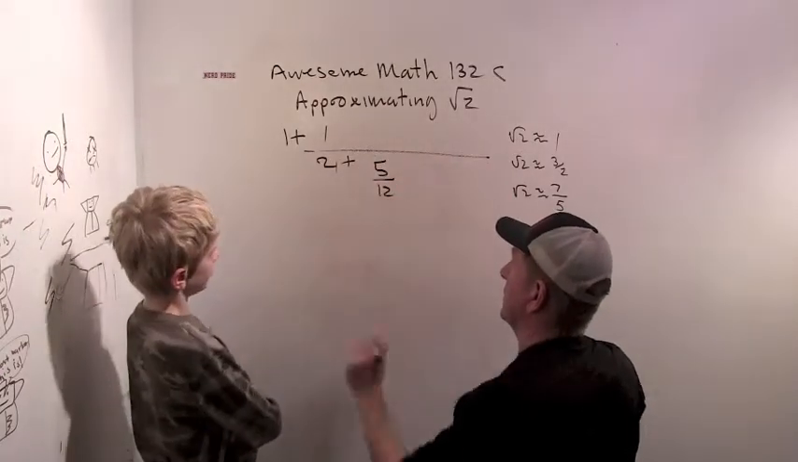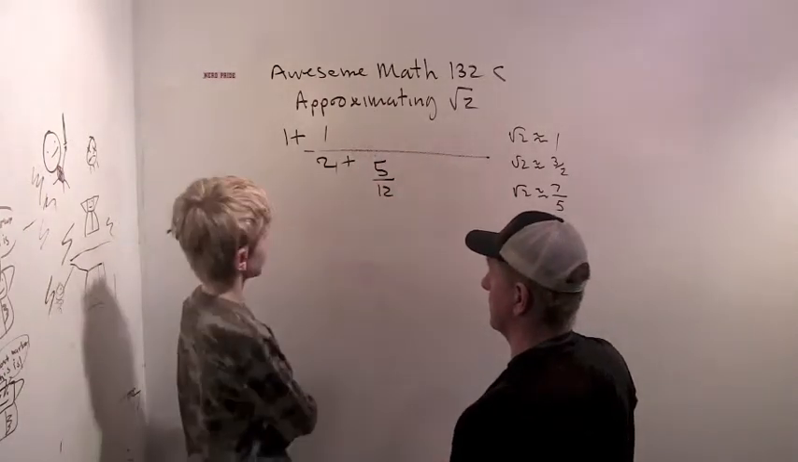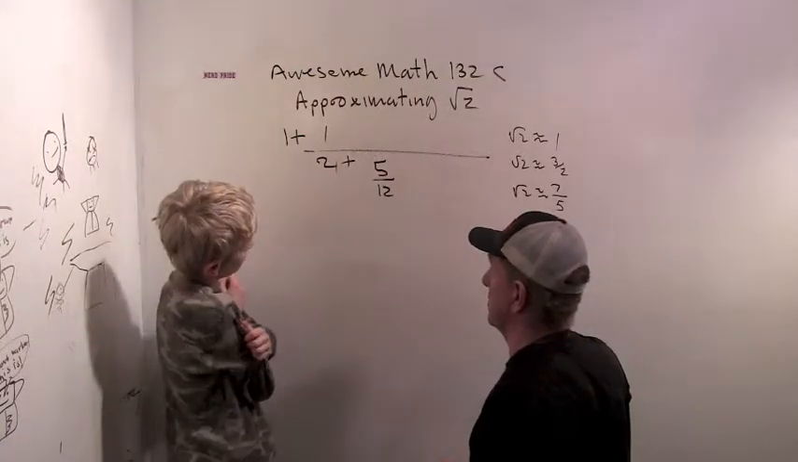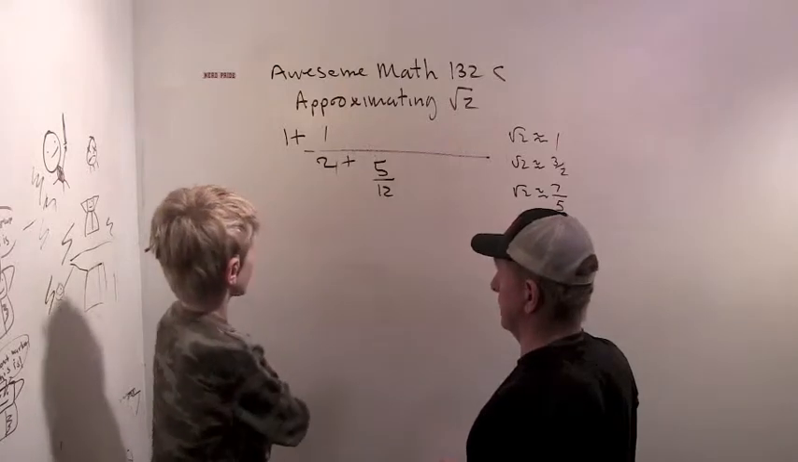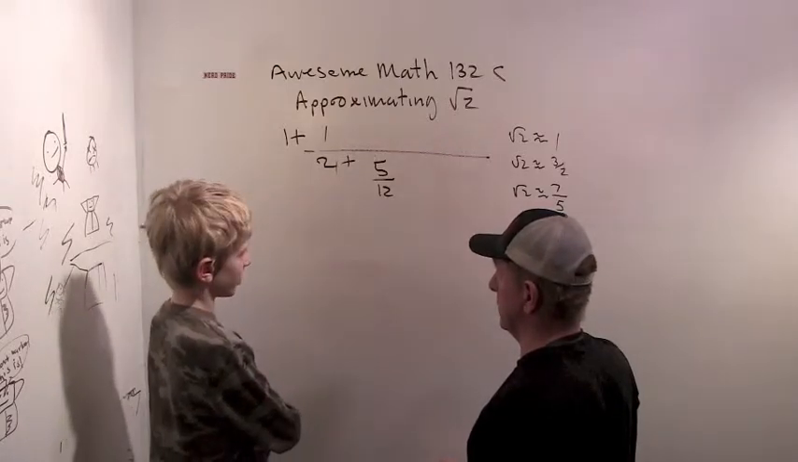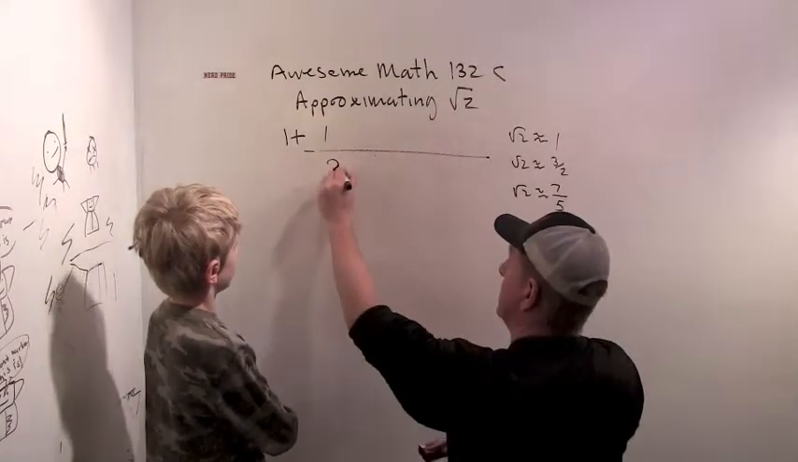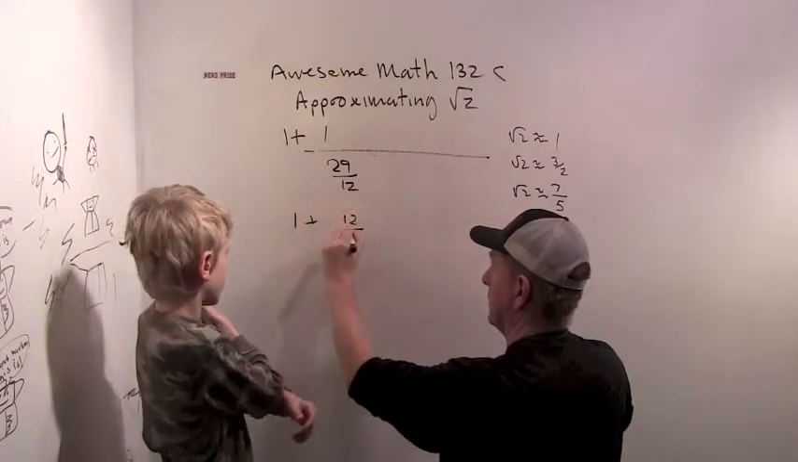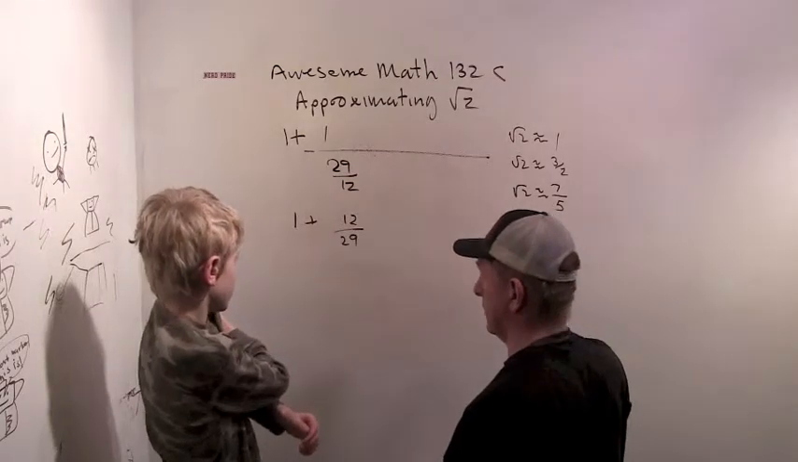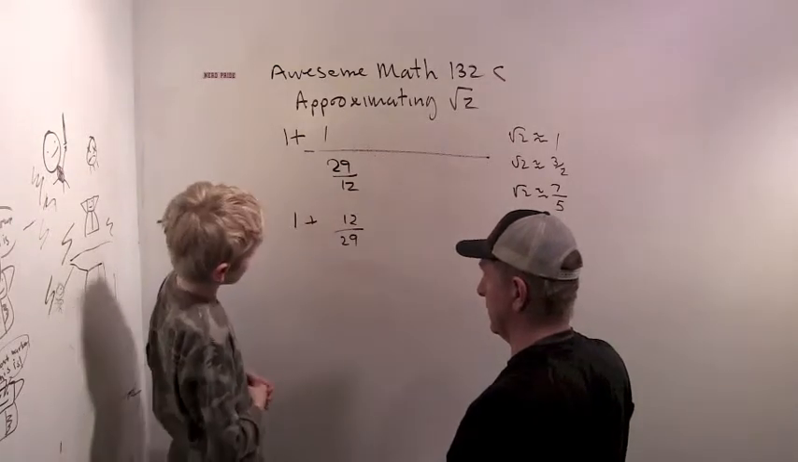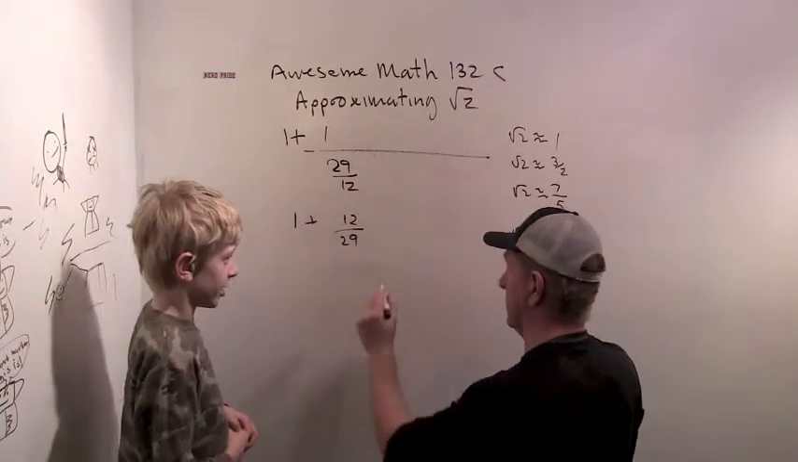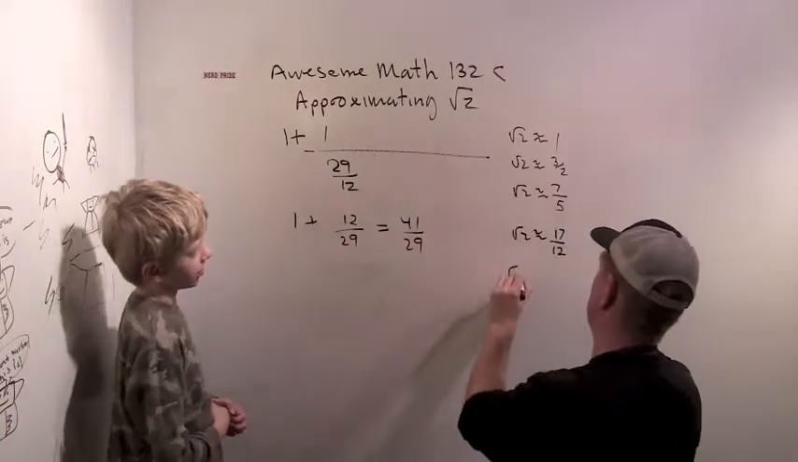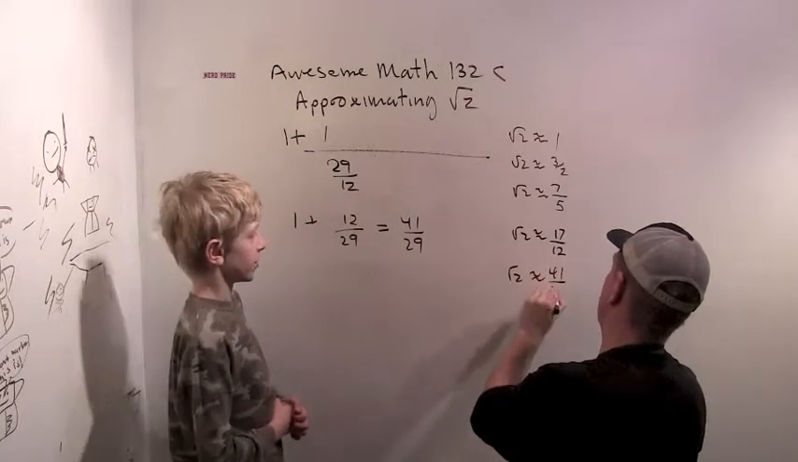Then you add 2 to it, so it's 24 twelfths, so it's 29 over 12. Then 1 plus 12 over 29 is 41 over 29.